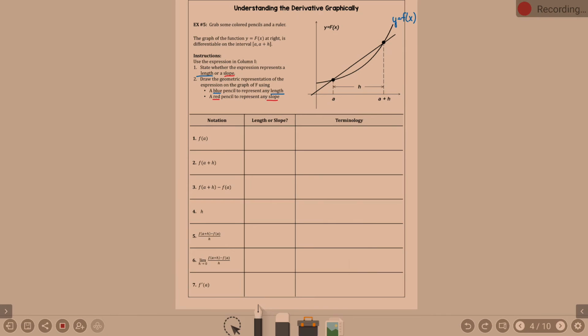f of a. So what does f of a mean? So here's a, yes? Here's point a. What's f of a? That little dot right there. The dot itself is not f of a. The dot is at the x value of a. That would be the y value. So f of a is the y value.